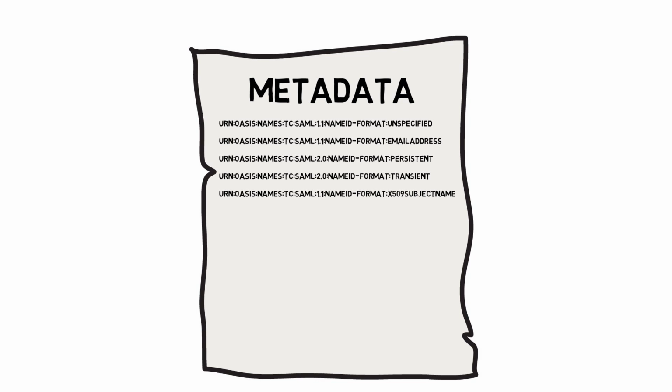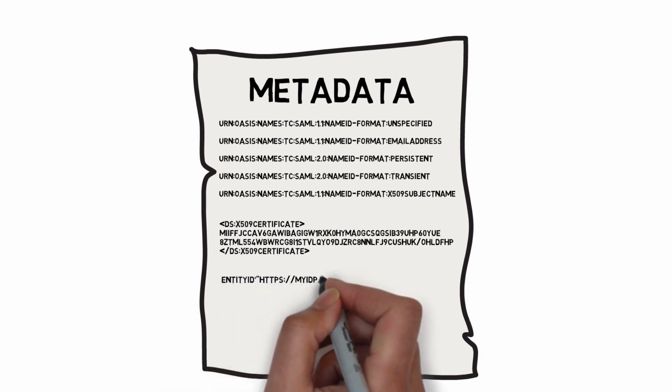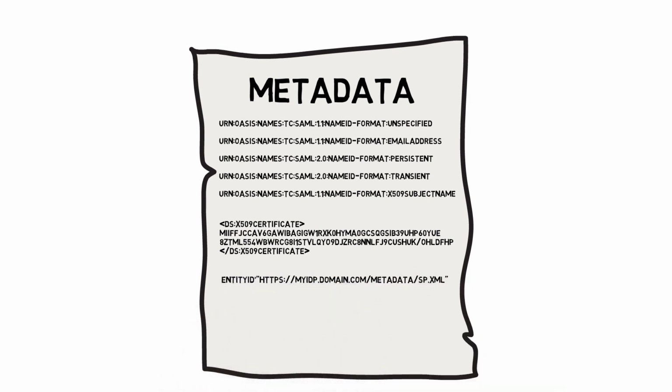The metadata often contains the sender's certificate as well. Using the certificate, the receiving end can validate the signing of the assertion and know it came from a trusted party. The entity identifier is also included in the file. This will uniquely identify the sender or receiver. We'll come back to the metadata in a short while, but first, let's have a look at how a user can initiate the authentication flow.